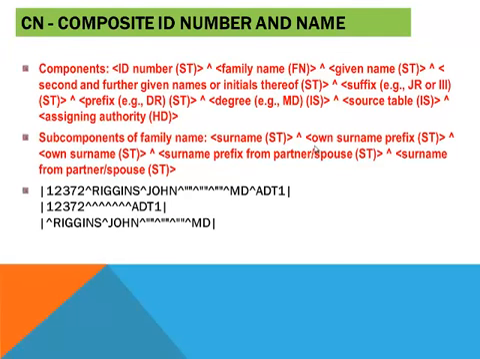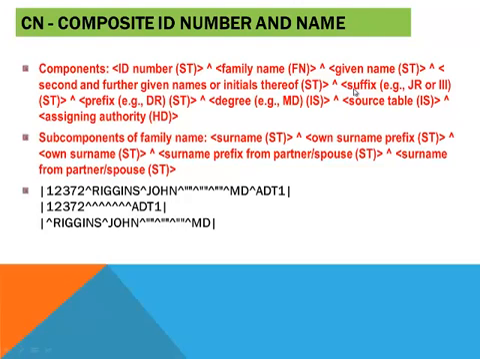The fourth one we talk about is the CN data type. The CN data type is composed of an ID number and the full name. So the grammar is shown here. The components are, first, the ID number, that's the ST data type. Then the family name, that's the FN type. Then the given name, then the second given names or initials.